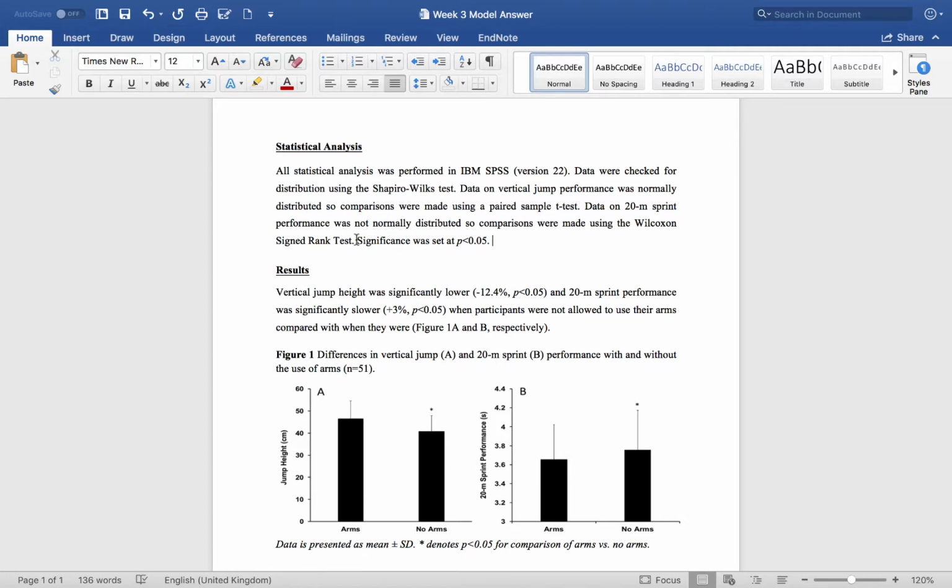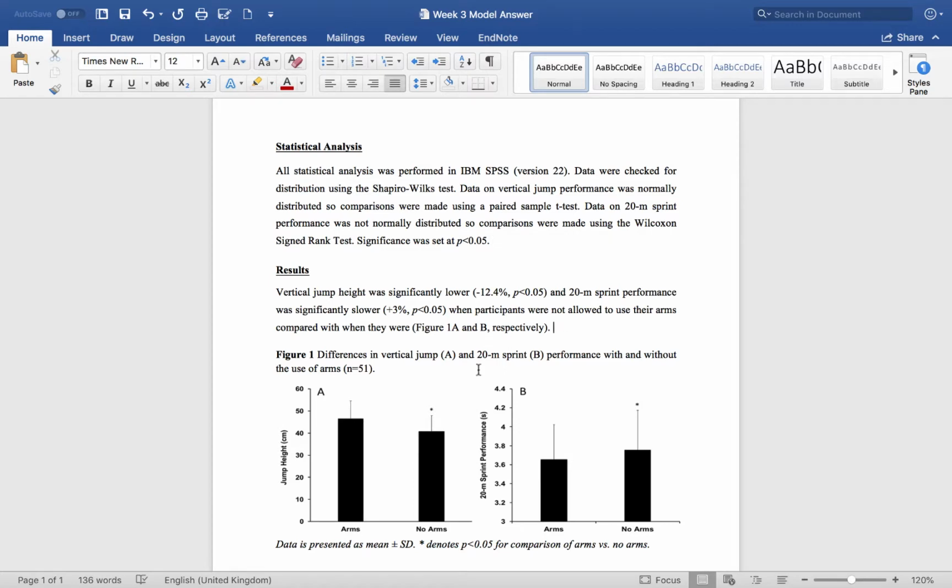And then you have to say what your threshold was for accepting whether there was a difference. In all cases, we will accept the threshold of lower than 0.05. So significance was set at p lower than 0.05. And that's your statistical analysis section. If you have more variables, then it will inevitably be a bit longer, but you don't have to make it any longer than it needs to be to explain the process by which you did it.